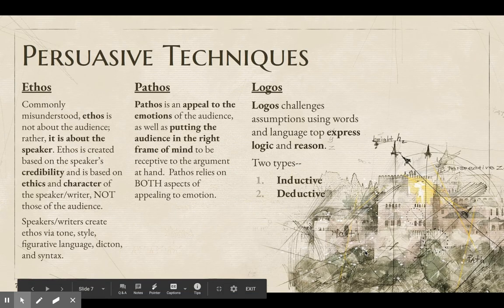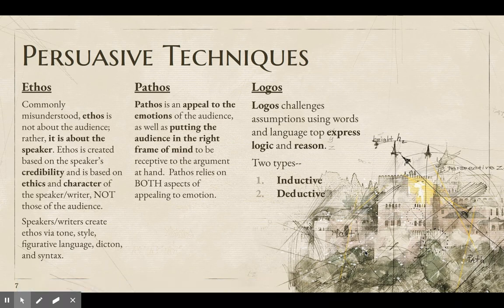So you guys should be familiar with these persuasive techniques. We have ethos, pathos, and logos. And these are the three different ways a speaker or a writer appeals to their audience. Okay, and again, you would choose based on your audience, right?